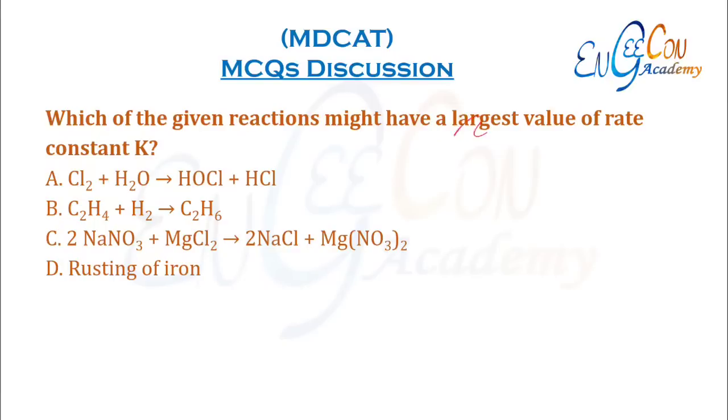For which of the following reaction has largest value of rate constant? Now these two are covalent reactions, they are slow. Rusting of iron is also slow. This is ionic reaction which is very fast, so its rate constant is also great. So C is the correct option.